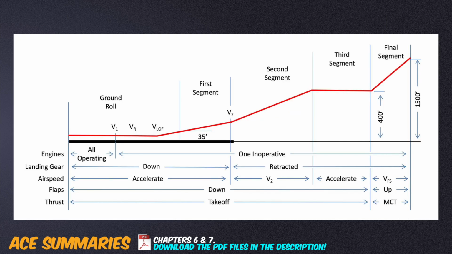Departure profile segments are: Segment 1, from the screen height until the landing gear is retracted, at a constant V2 speed. Segment 2, from when Segment 1 ends until the acceleration height is achieved at V2. Segment 3 is the level flight acceleration segment during which the flaps are retracted. And Segment 4 is from the end of Segment 3 until a height of 1,500 feet or more is achieved, with flaps up and max continuous thrust.